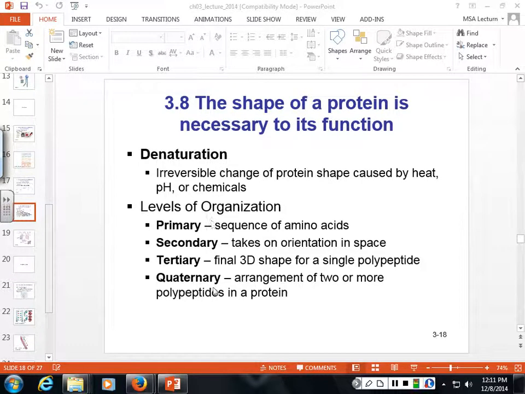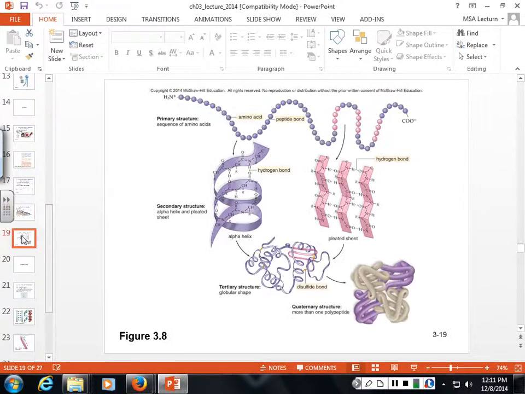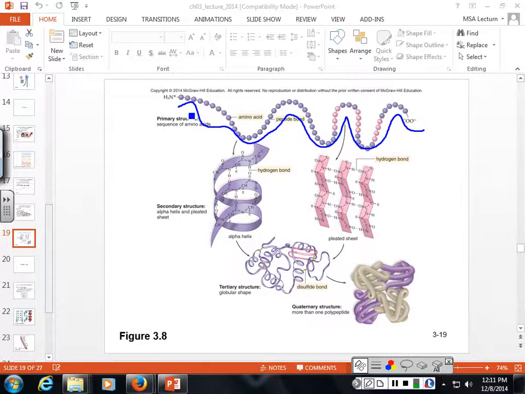Let's look at some of the organization. There's a primary, secondary, tertiary, and quaternary structure. And it's probably best to look at the pictures here. So what they're trying to show you is the very beginning. When we first make a protein, it's just in this string form. It's just a sequence of amino acids. We call it primary structure.